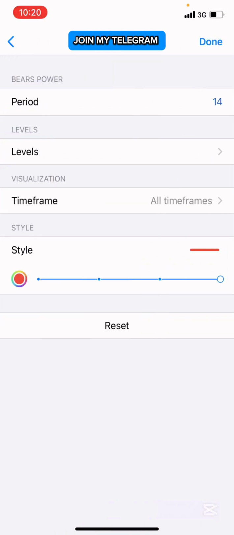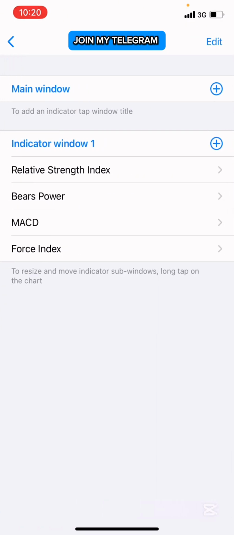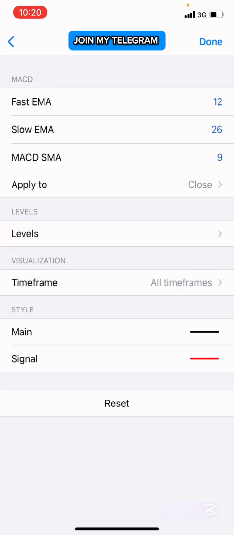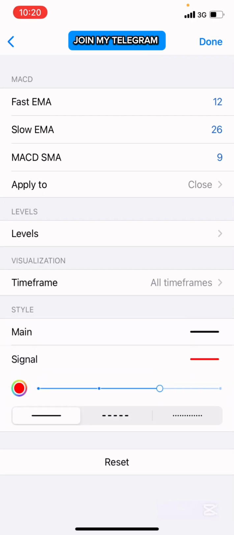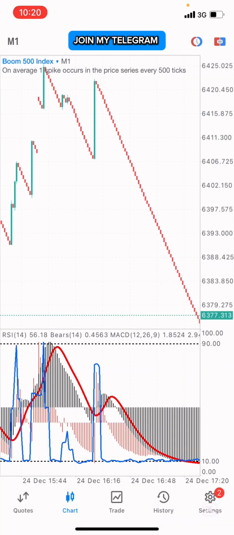You put a BS power on period 14, you put a style on 4 pixels with color red. All right, then you click on done. Then you put on the MACD indicator, put fast EMA 12, slow EMA 26, MACD SMA 9, you apply to close. The main is going to be on 3 pixels with black color. All right, signal on red color 3 pixels. Okay, then you click on done.